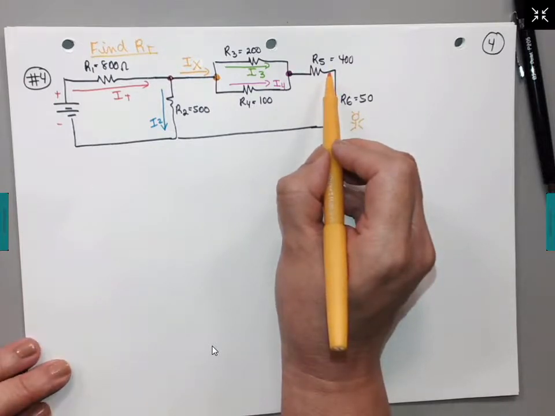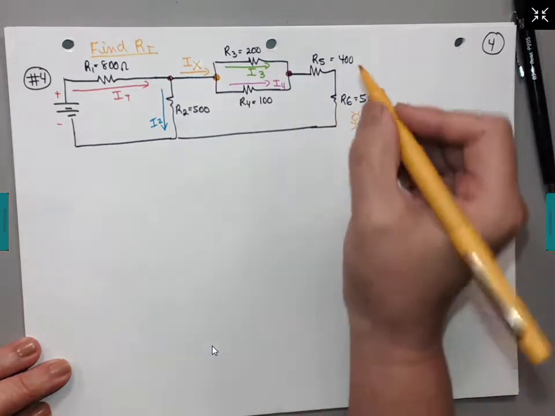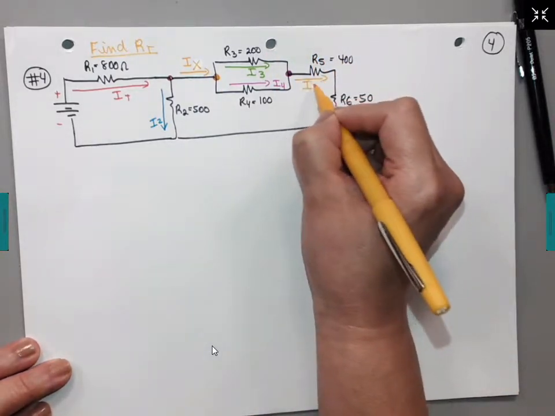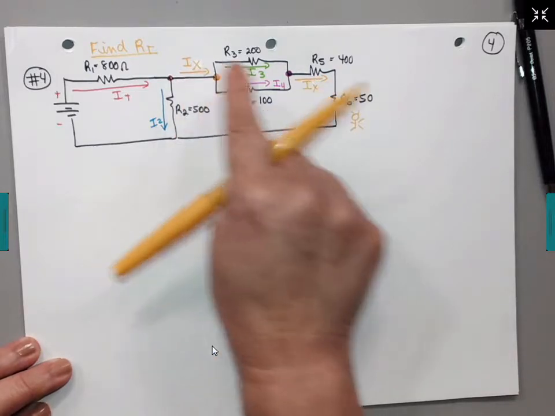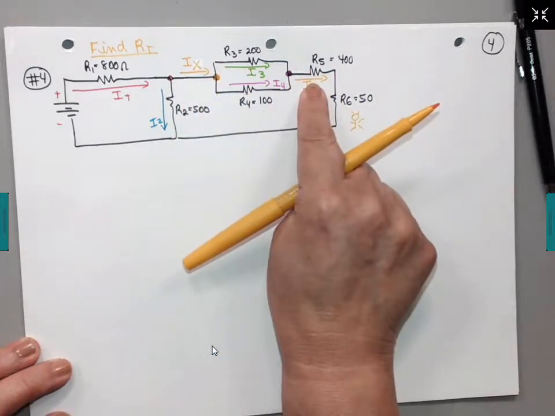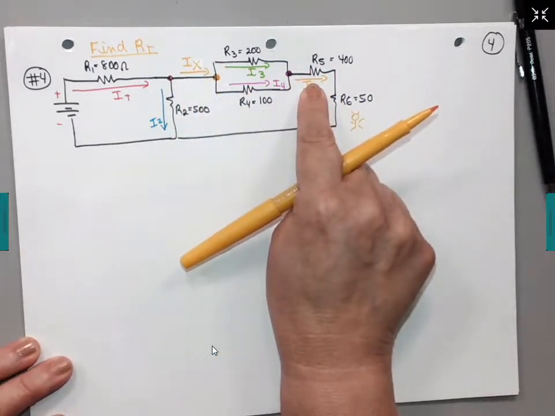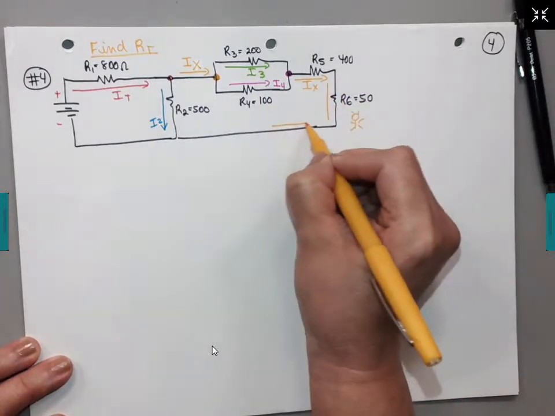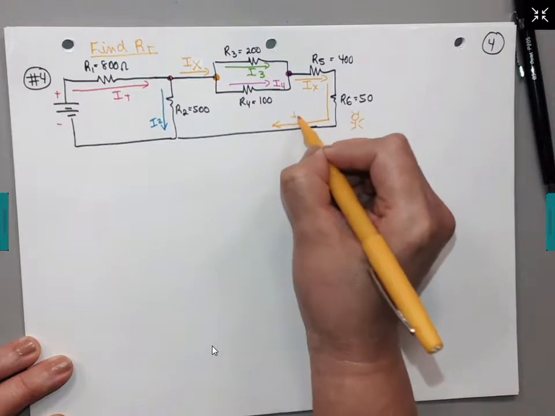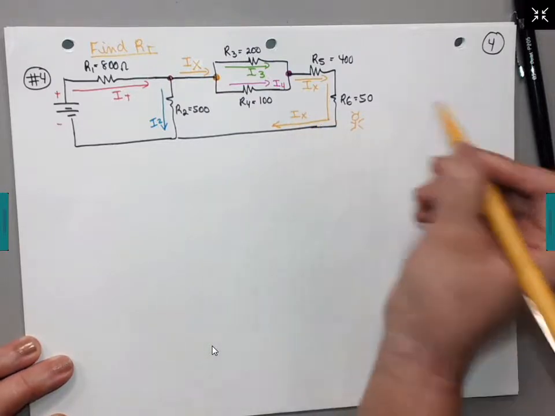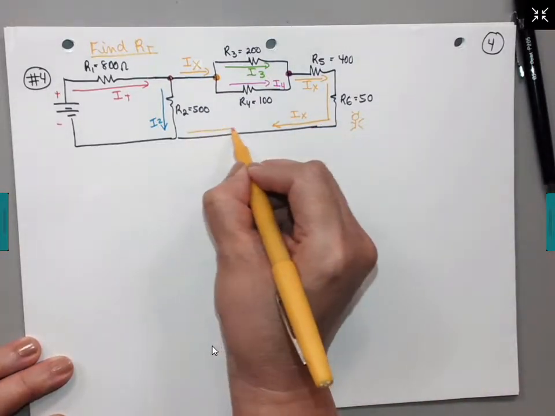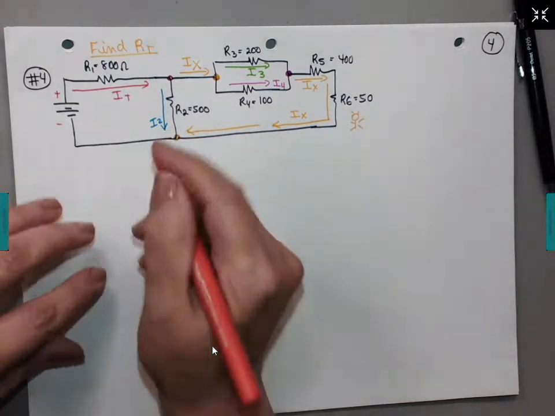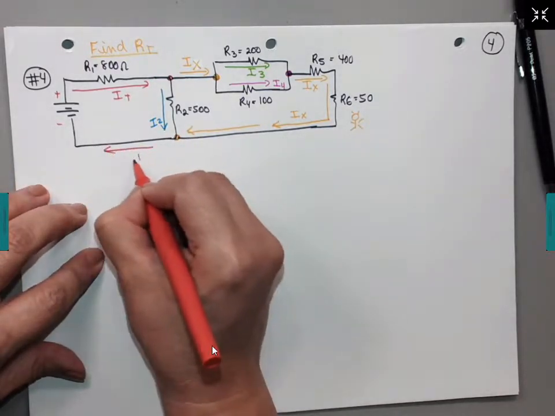IX. I was going to call him I5, but I didn't want to confuse you guys yet. So we're going to call him IX. The current through here is the same current through here. We'll see it in a minute once we start simplifying. Then here the current, remember we can call him IX, or whatever we want to call him, as long as we know what currents are going through what resistors.